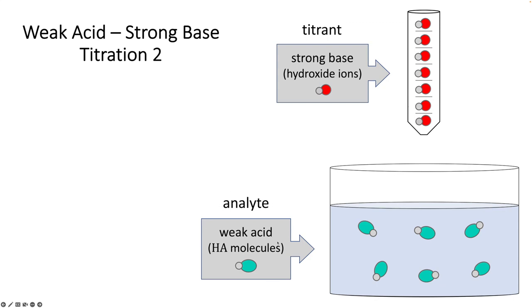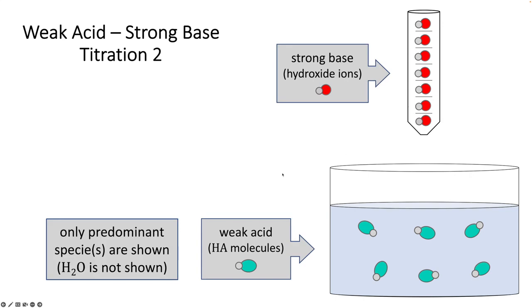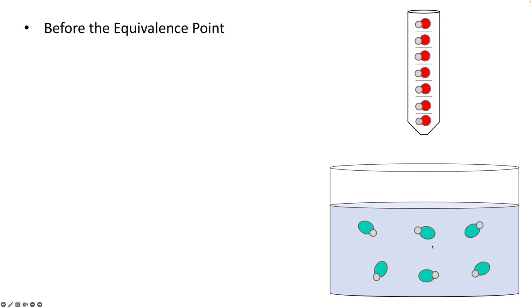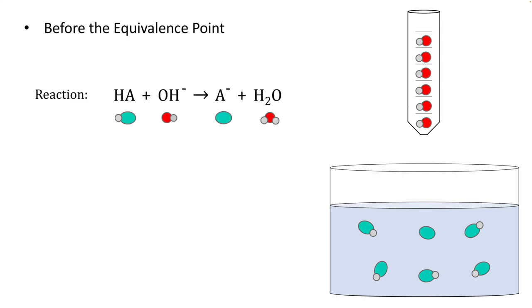We're titrating a weak acid with a strong base, and we're only going to show, in general, the predominant species in the solution. When we start out, the predominant species, the high concentration species, is HA. Before the equivalence point, when the strong base hydroxide is added to the weak acid HA, it undergoes a reaction to make A-, the conjugate base of HA, and H2O. So HA molecules are being converted into A- ions, and as the titration continues, we have less and less HA, more and more A-.